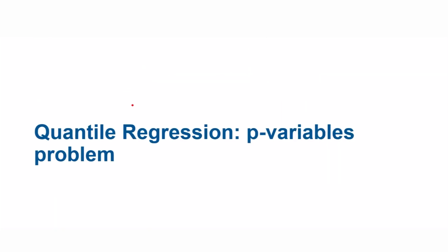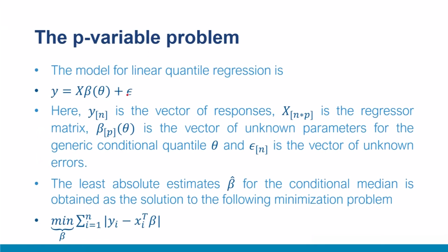In the previous video, we understood quantile regression with two variables, one independent, one dependent. Now let us understand it with the P independent variable problem. The typical model for a linear quantile regression appears like this: y equal to x beta theta plus epsilon. Here y with n observations is a vector of responses, so there will be n responses, and x is a regressor matrix. If there are p variables, then it is a matrix with entries x1p, x2p, and so on.